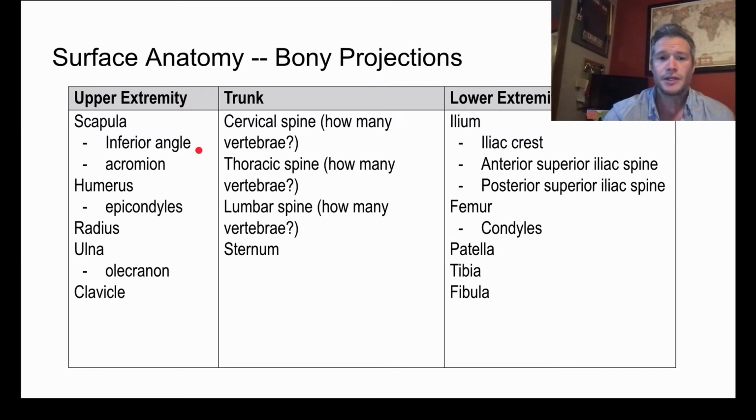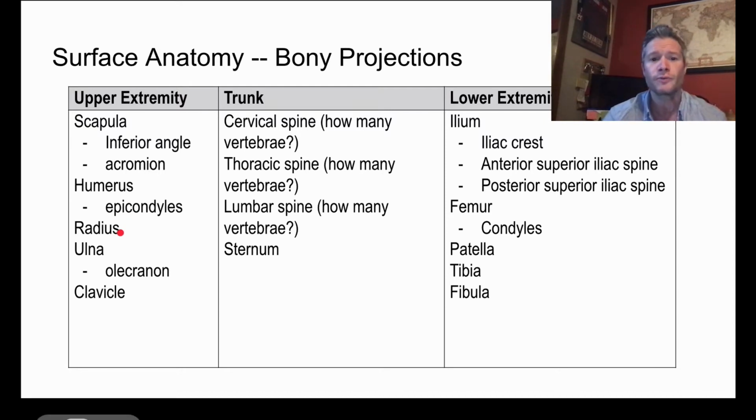Okay. Our humerus, well, that's the upper arm bone. The epicondyles are the parts that stick out on either side of the elbow. So if you were to poke on the outside and feel around, you slide your hand down. As soon as it hits two bony projections, that's your epicondyles.